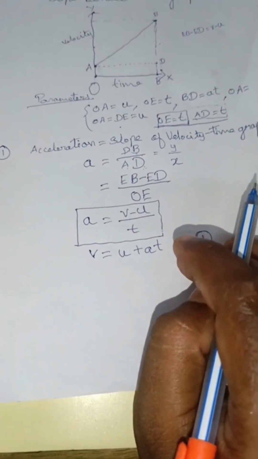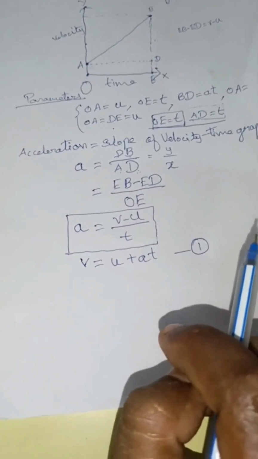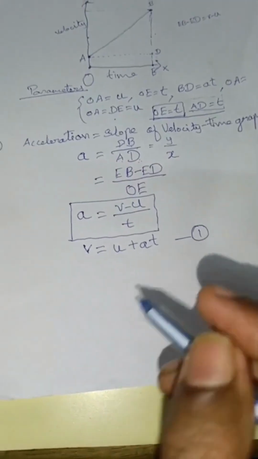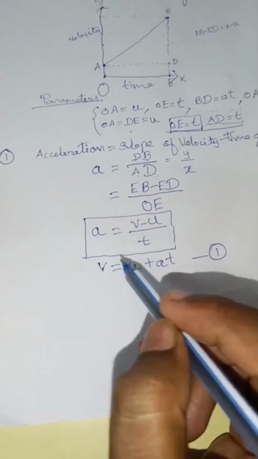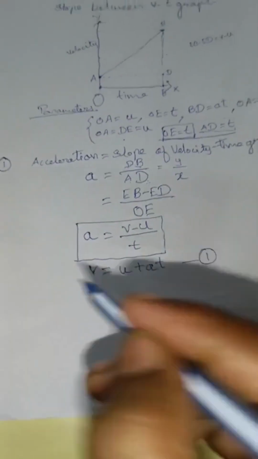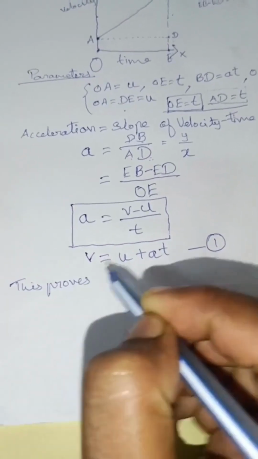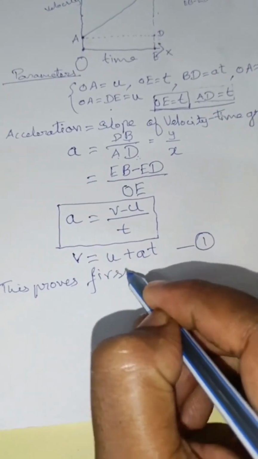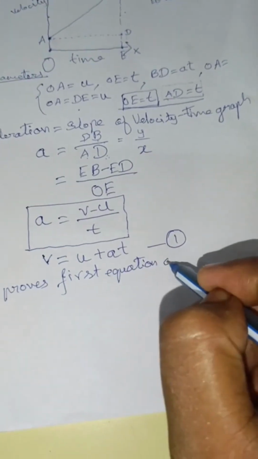I hope you will be very clear by seeing this equation. Next, we have to go ahead with certain other parameters to define this equation. So this is the derivation part of the first equation of motion. This proves the first equation of motion.